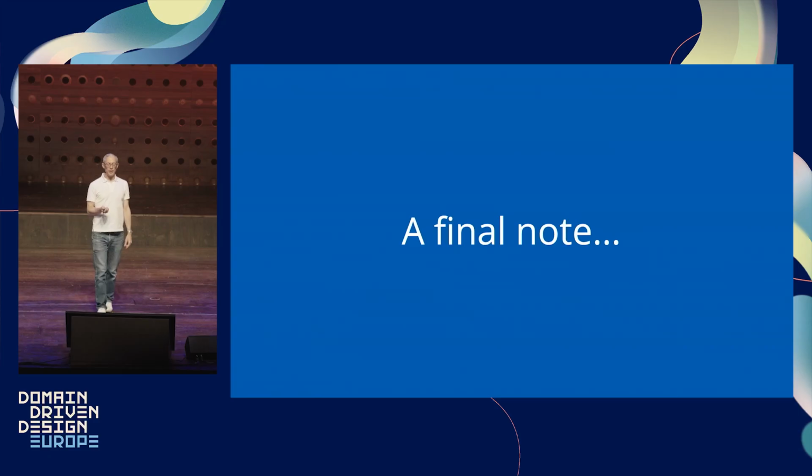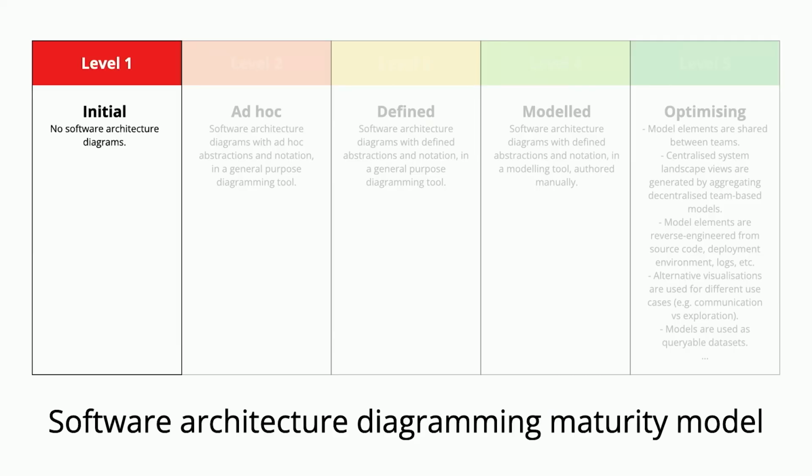So a final note. I've been working with C4 for like 15 years. I've been teaching it to hundreds of people around the world. And I've been trying to take my clients through a journey to get them better at software architecture diagramming. And I've come up with a fairly straightforward architecture diagramming maturity model. Level 1 is where I would guess 40% of the industry sits. They're doing nothing, for a number of reasons we don't have time to get into.